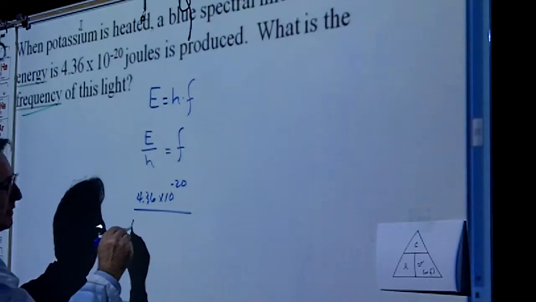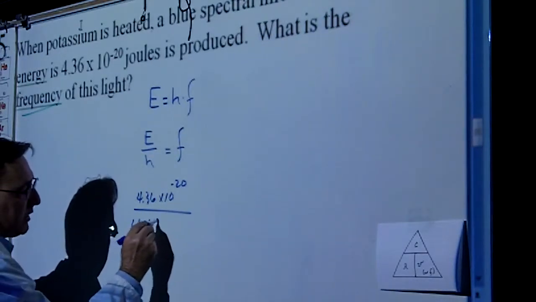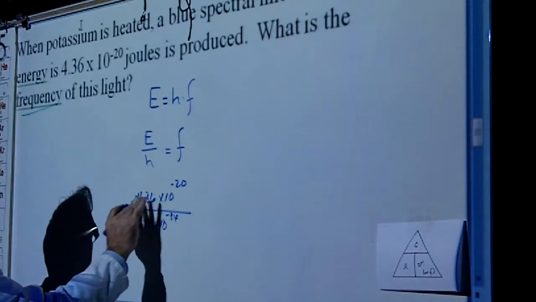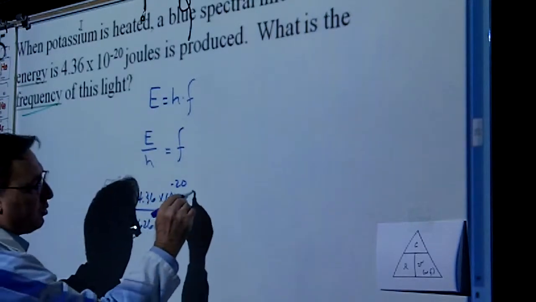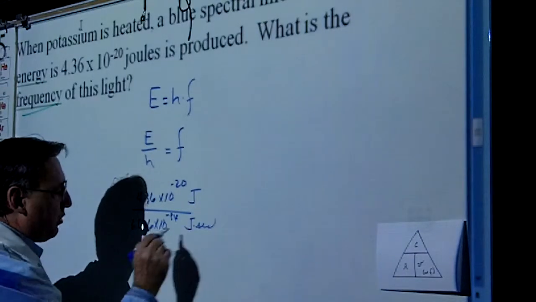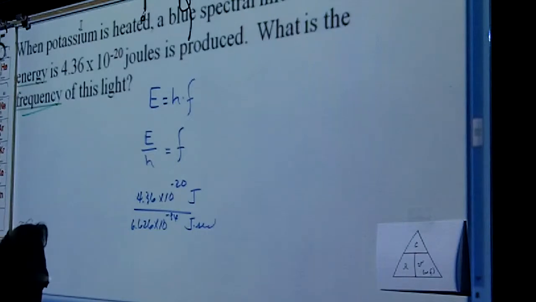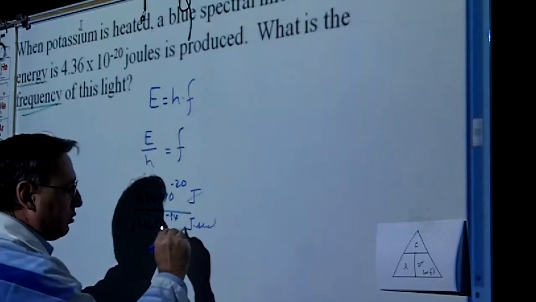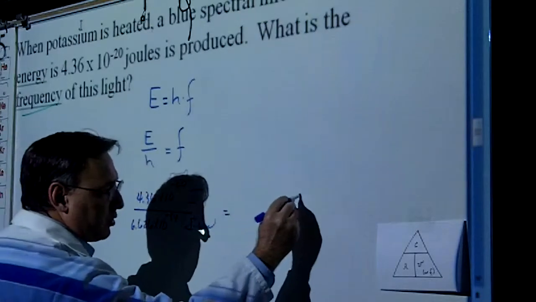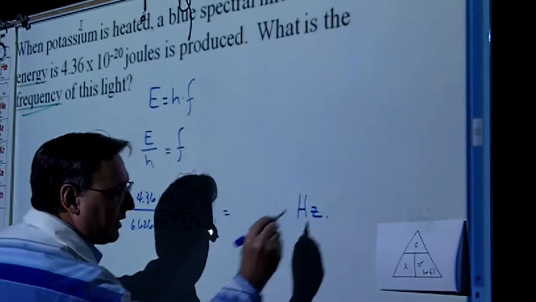Planck's constant is 6.626 times 10 to the minus 34. Let's get units right. Energy on top, so that's joules. Bottom is joule seconds. That's the unit for Planck's constant. And so here's what I've got. I've got joules and joules canceling. I've got 1 over seconds. What's that? Hertz. Okay, so I'll put my unit of hertz right there.